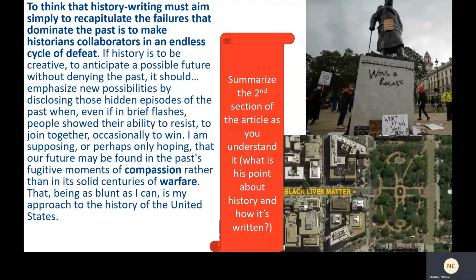I am supposing, or perhaps only hoping, that our future may be found in the past's fugitive moments of compassion rather than its solid centuries of warfare. That, being as blunt as I can, is my approach to the history of the United States.